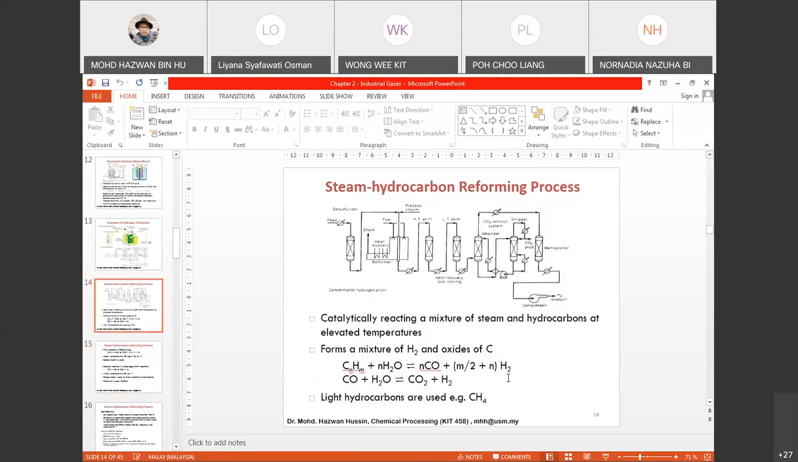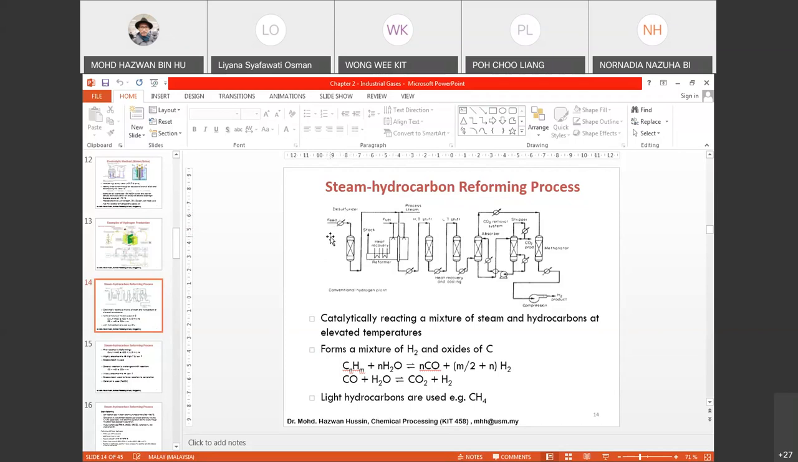Right. So if you notice over here, this is actually a flow diagram of the steam hydrocarbon reforming process. So this flow diagram is also important for you guys to remember. You will see over here, you have a feed where the light hydrocarbon will be pumped in. Okay, you will see there's a heat exchanger over here. The heat exchanger arrow is actually pointing outside. So this is actually a cooler.